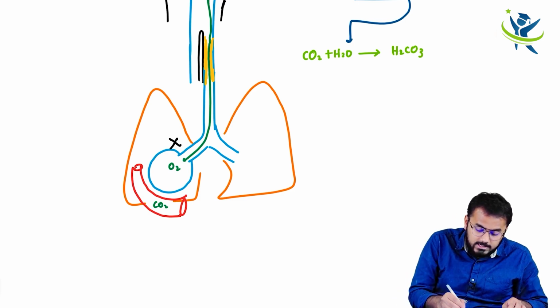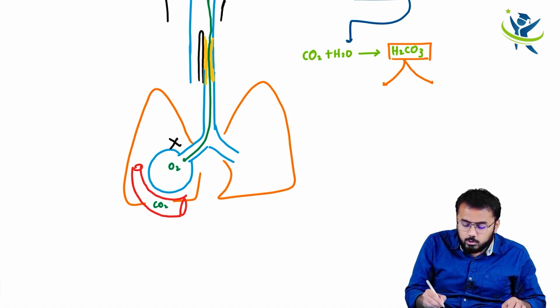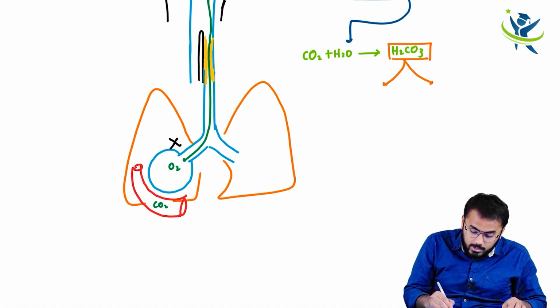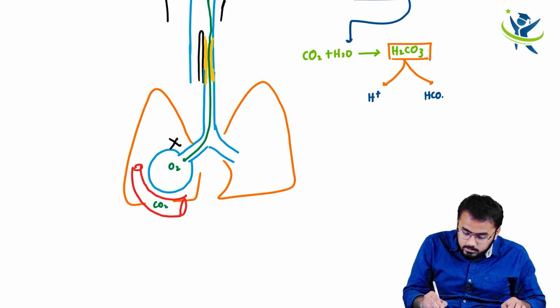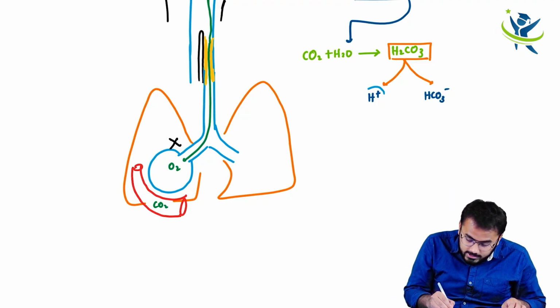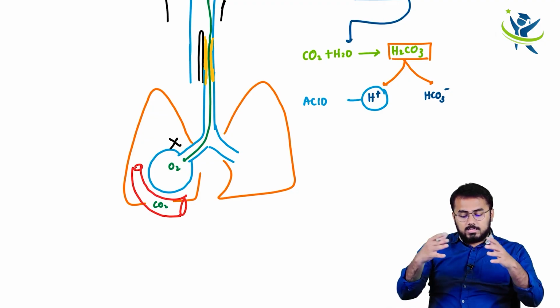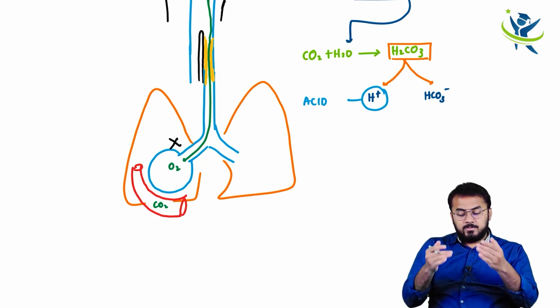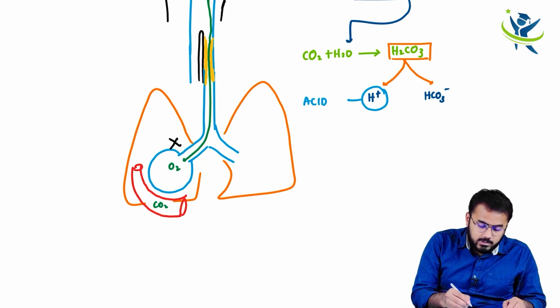And this carbonic acid is a highly unstable molecule. So this carbonic acid will divide into two compounds, one is called H plus ion and another one is called bicarbonate. What is this H plus ion over here? This H plus ion is nothing but acid, the proton. And all this is happening in the respiratory system. So this results in respiratory acidosis for the patient.